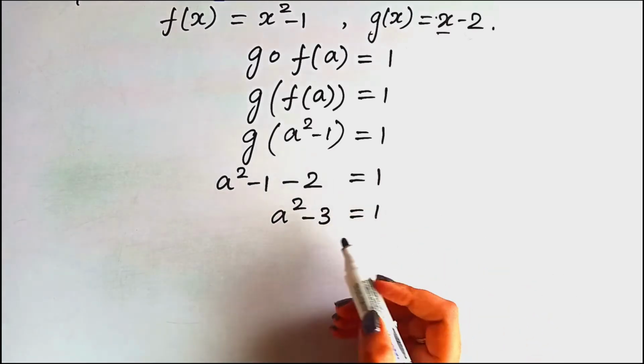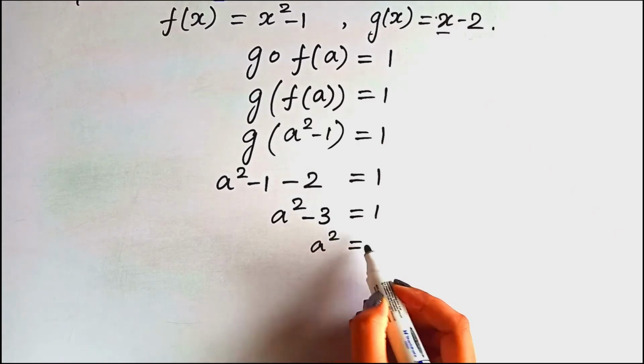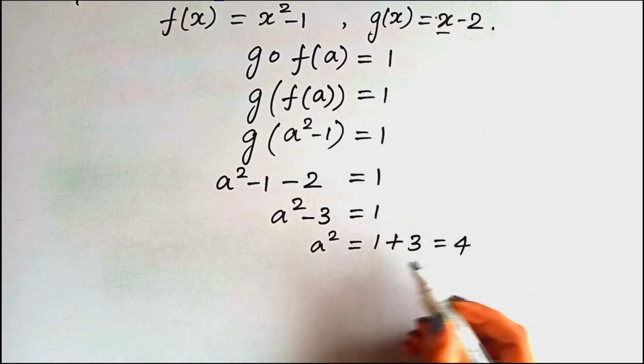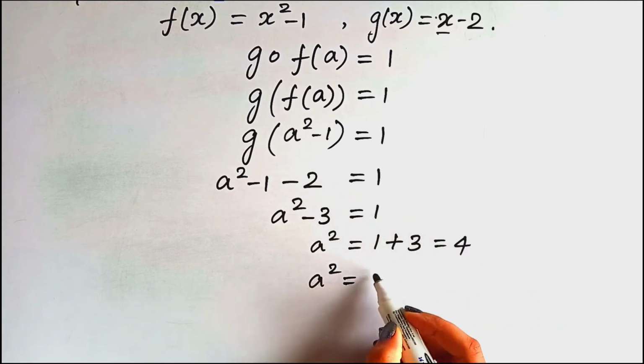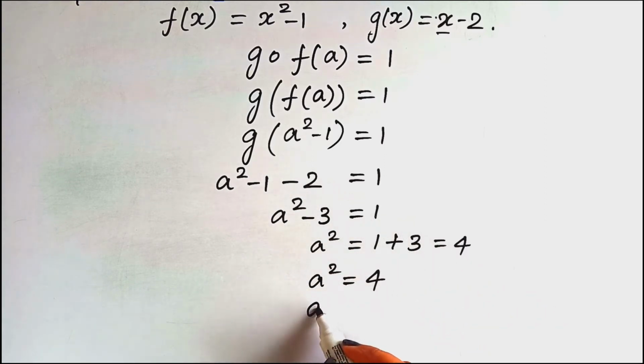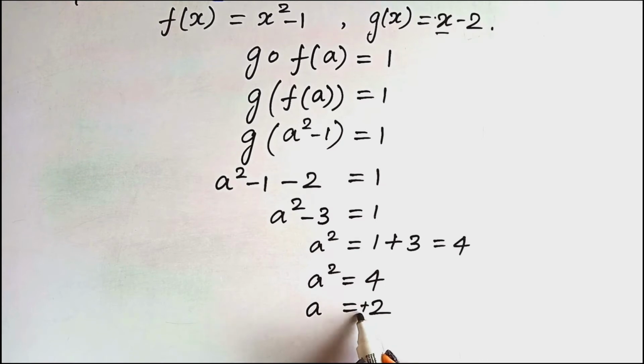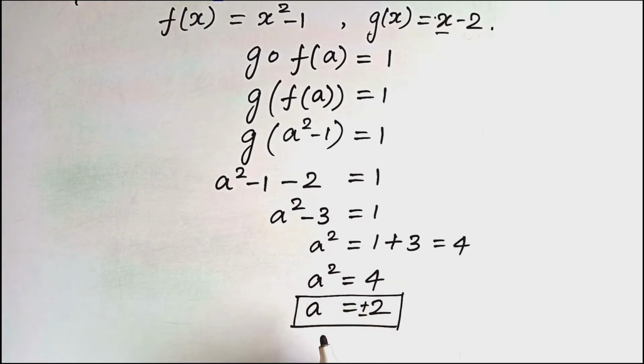Now this 3 goes to the right hand side, it will become plus 3, so 1 plus 3 which is equal to 4. Therefore a square is equal to 4, therefore a is equal to 2, right? We can write it as plus or minus 2. So therefore we have found the value of a, which is a is equal to plus or minus 2. Now let's get into our second subdivision.